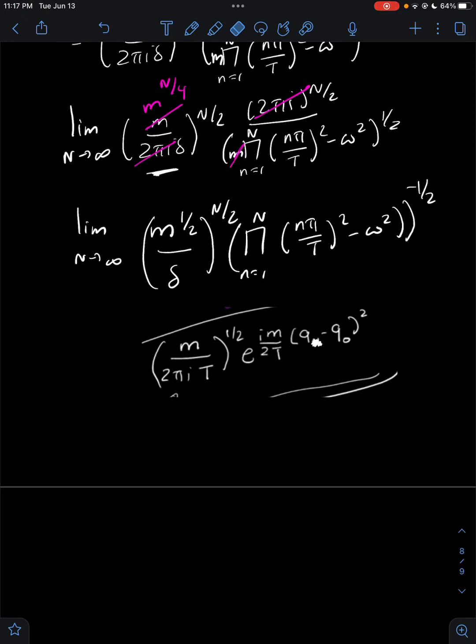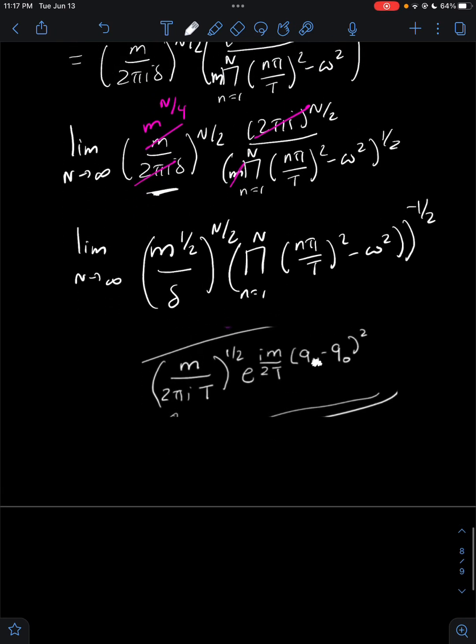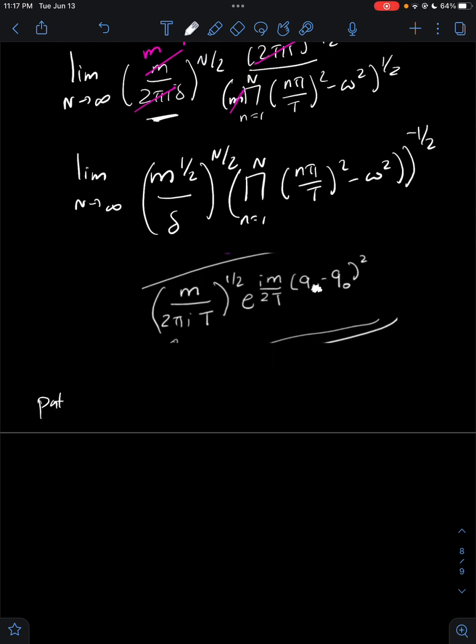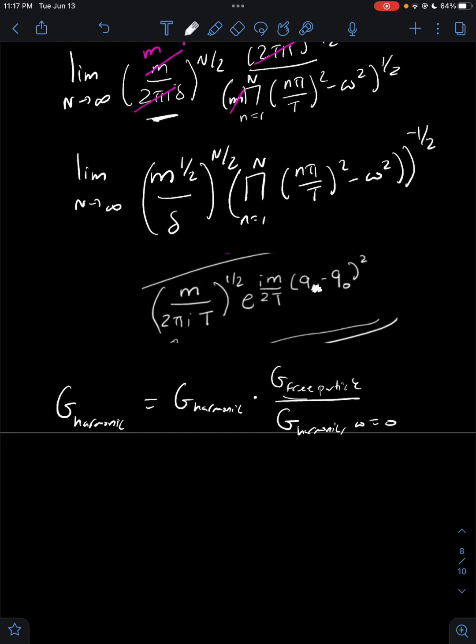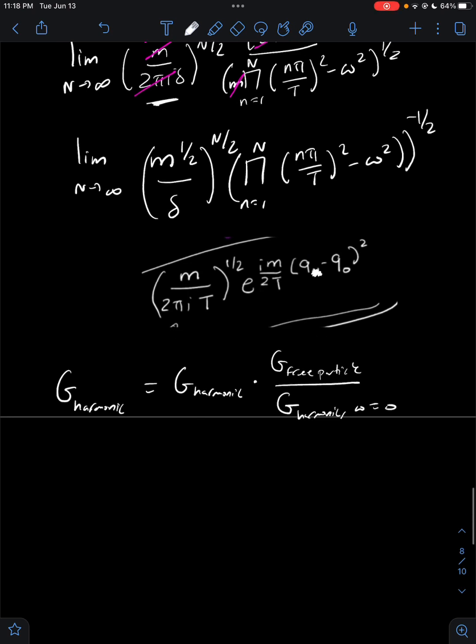So how can we use this path integral for the free particle to help us for the harmonic oscillator? Well, we can note that for omega equals 0, we get the propagator for a free particle. This means that the propagator for the harmonic oscillator is going to be the propagator for the harmonic oscillator times the propagator for the free particle path integral divided by the propagator for the harmonic oscillator, but for omega equals 0. And since these are equal to each other, this is just going to be 1. And this trick is going to help cancel out some of the problematic terms.